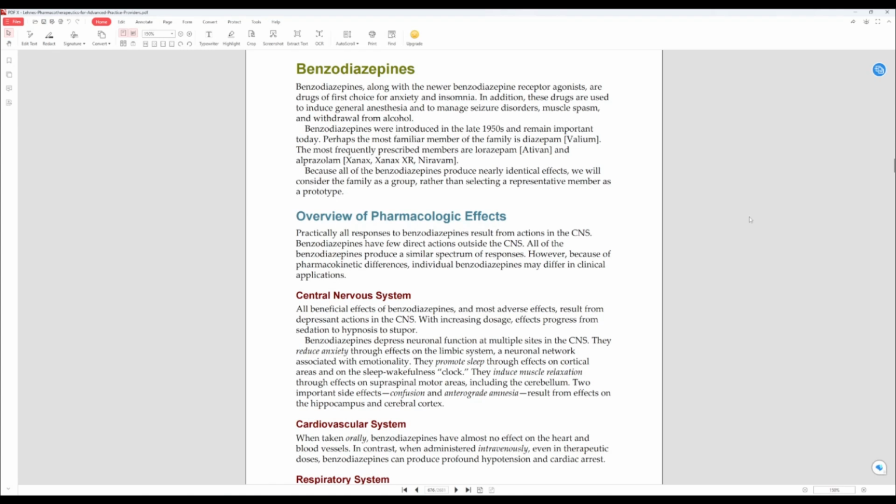The most familiar member of the family is diazepam, or Valium, and the most frequently prescribed members are lorazepam, or Ativan, as well as alprazolam, or Xanax. Because all of the benzodiazepines produce nearly identical effects, we will consider the family as a group, rather than selecting a representative member as a prototype.